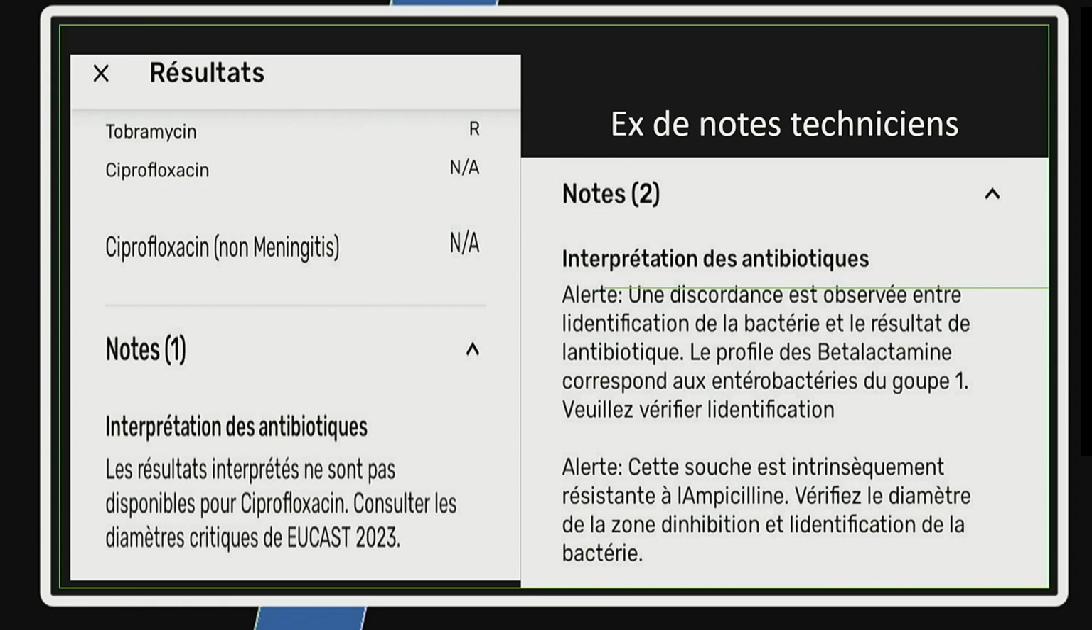And here are a few examples. With Salmonella, it was the bacteria we tested, so ciprofloxacin doesn't show any breakpoint on EUCAST, so we used tobramycin. And then there are little memos to help the lab technicians and shed light on the results they get.